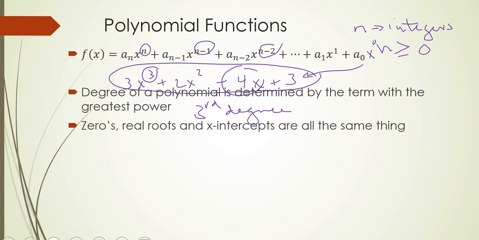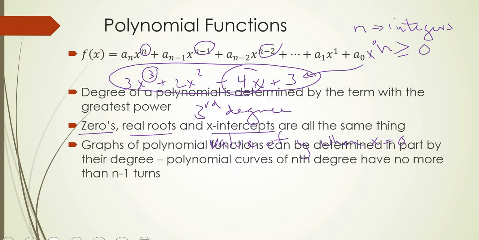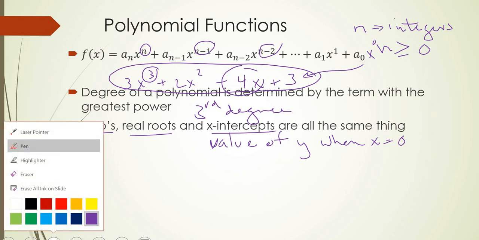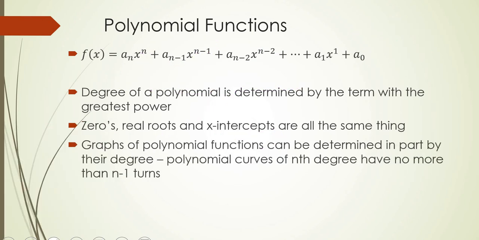Zeros, real roots, and x-intercepts are all the same thing. They are the value of x when y equals 0. So in other words, we plug in 0 for y and we find out what x is. That will give us something called zeros, real roots, x-intercepts. They all mean the same thing. Oops, sorry, we'll go back. So once you've written that down, I'm going to erase so that you can read my next thing.